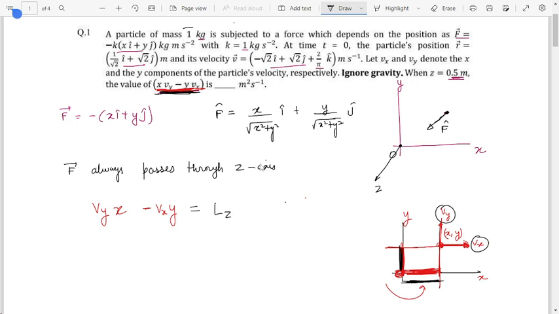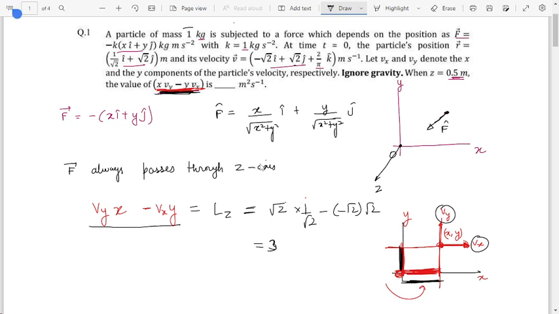We have already proved that this thing will remain constant, so you can compute its value initially as well. Initially, what was the value of Vy? It was root 2. What was the value of x? It was 1 by root 2. What was the value of Vx? It was minus root 2. And what was the value of y? y was root 2. So you can see that this comes out to be 3. So this expression is going to remain constant, and it comes out to be 3.